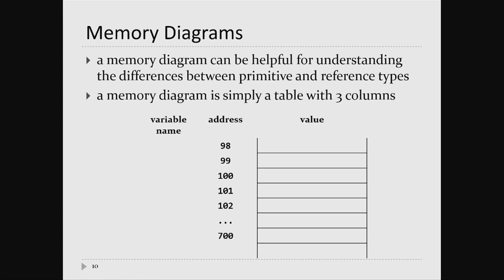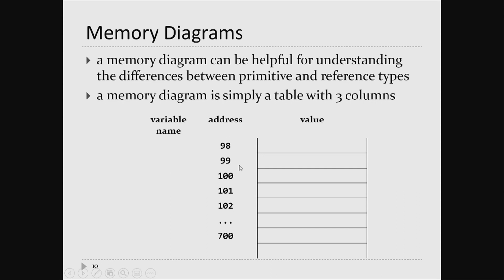Okay, so these memory diagrams are useful for helping you understand the differences between primitive and reference types. If you've been reading the notes, you've seen these already. A memory diagram is just a table. It's got 3 columns. The left-hand column is the variable name. The middle column is the address.